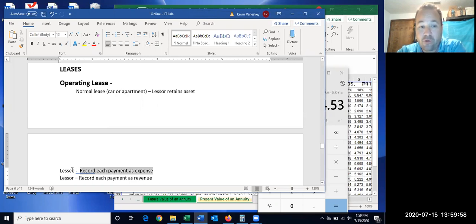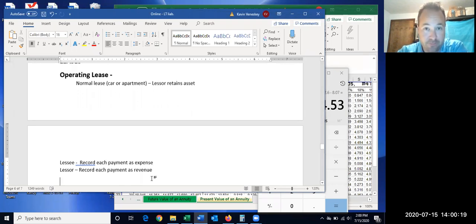If you're the lessee, you're the person who's using the apartment. You just simply show that you have a rent expense and credit your cash. And it'd be just the opposite if you were the landlord. You record the cash and credit rent revenue. So operating leases are the easy one.